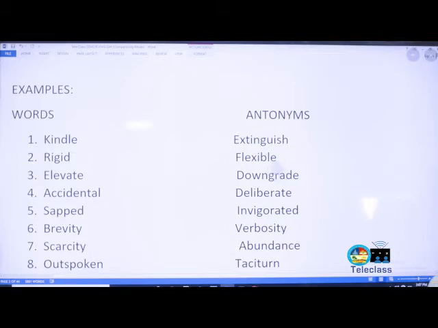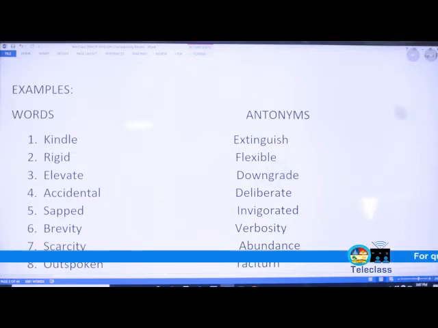Then we go to the sixth one, which is brevity. Brevity is from the word brief. When something is brief, it means it's short. So what is the opposite of brevity? The opposite of brevity is verbosity. Verbosity means something that is lengthy. That means very long.